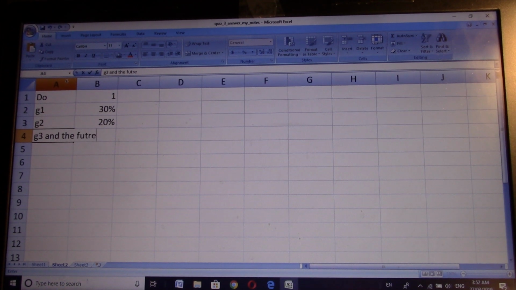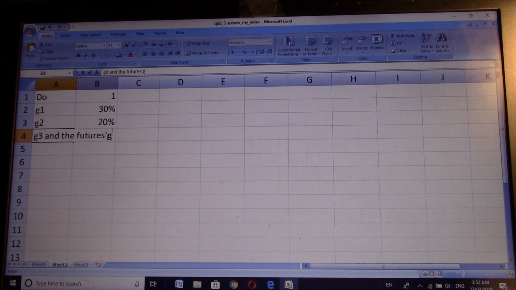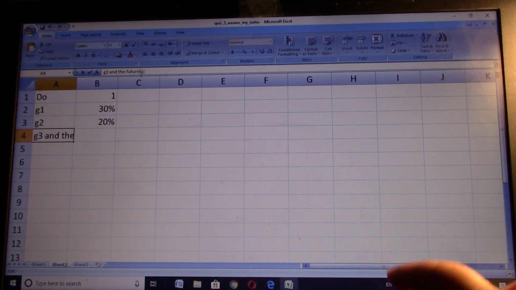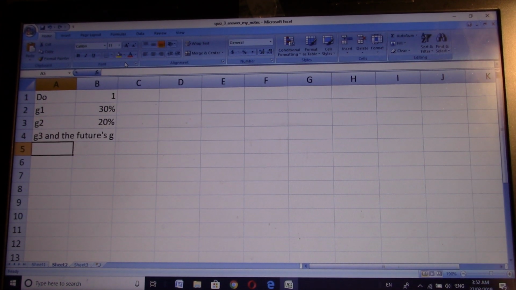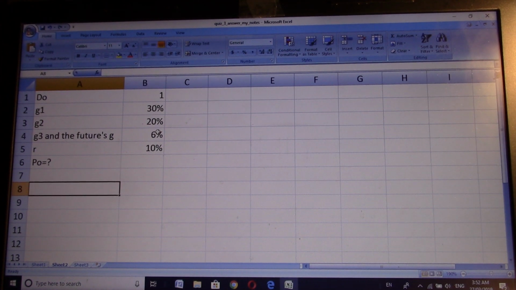And the future G is 6%, and R is 10%. So now let's use this information and calculate. The question is asking how much this stock price is. So this is the question.